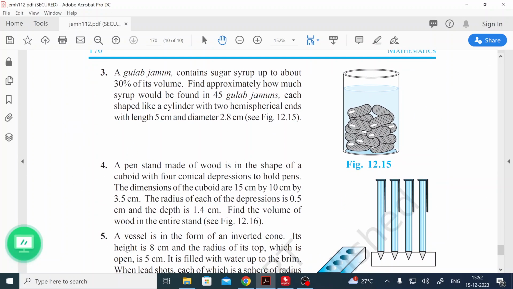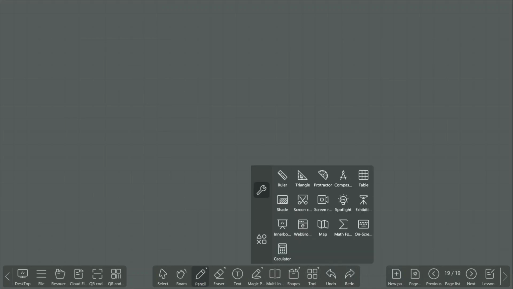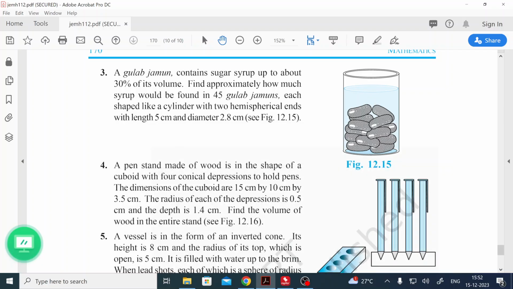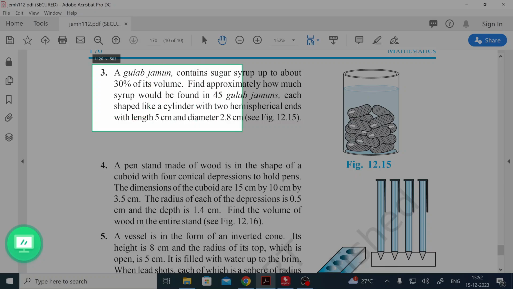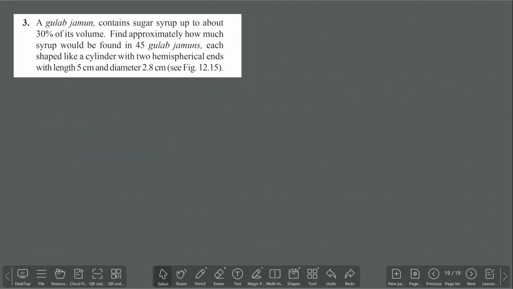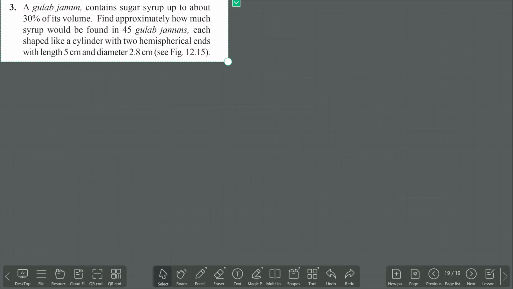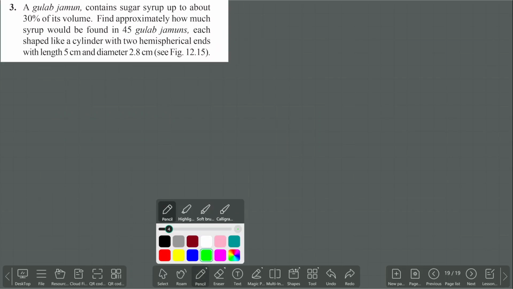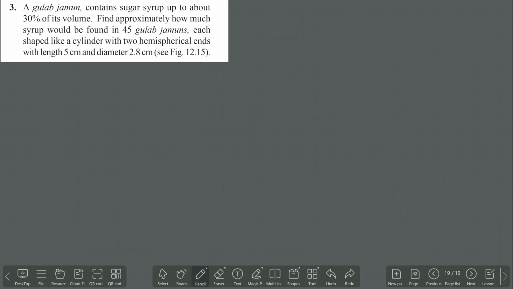Oh, third one, gulab jamun, some of you were asking. Right. Gulab jamun. Diagram I didn't take. It's not required. So that I didn't take. See, children, this is one of the easiest and important questions. So we'll go with that. Okay. Listen. See this gulab jamun.